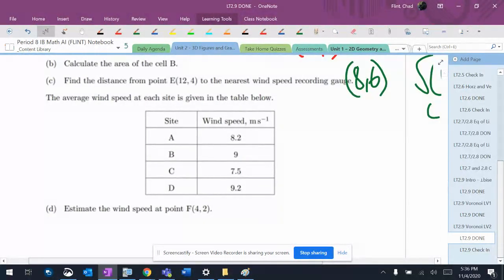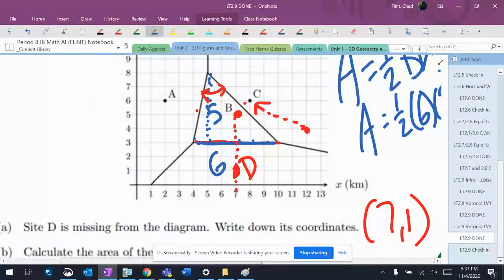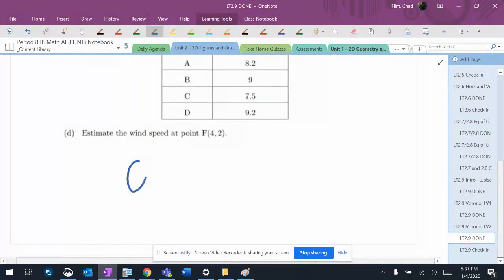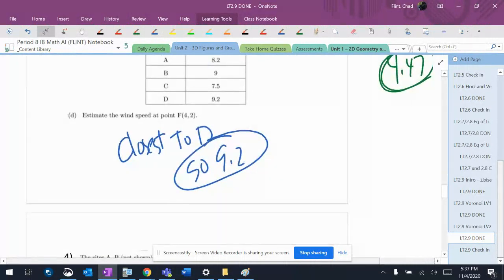Then it says the average wind speed at each site is given in the table below. Estimate the wind speed at point F, which is at 4, 2. So 4, 2 is right there. It is closest to B. So what I would do here is write closest to point B, so 9.2. Now, there's probably a more scientific way to do it, looking at the 2 closest ones, but that's all they're going to want for that answer right there.